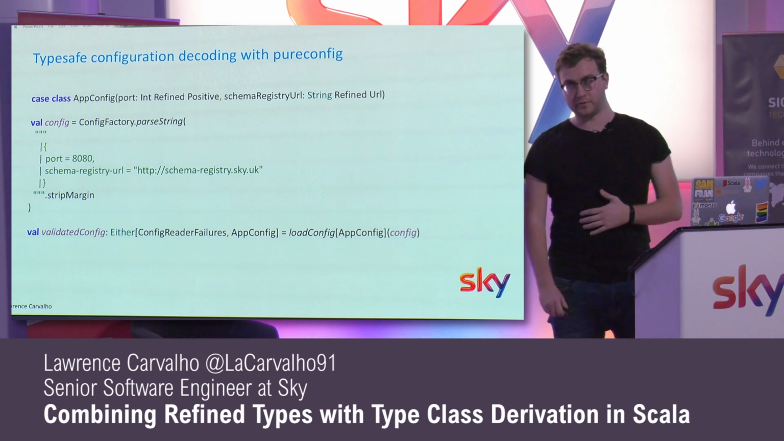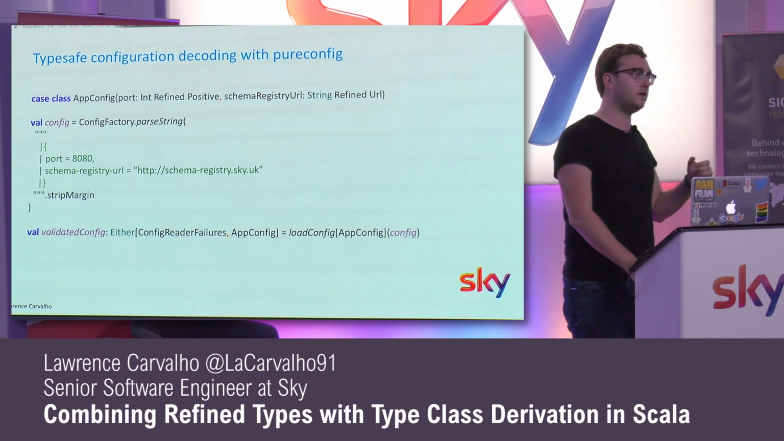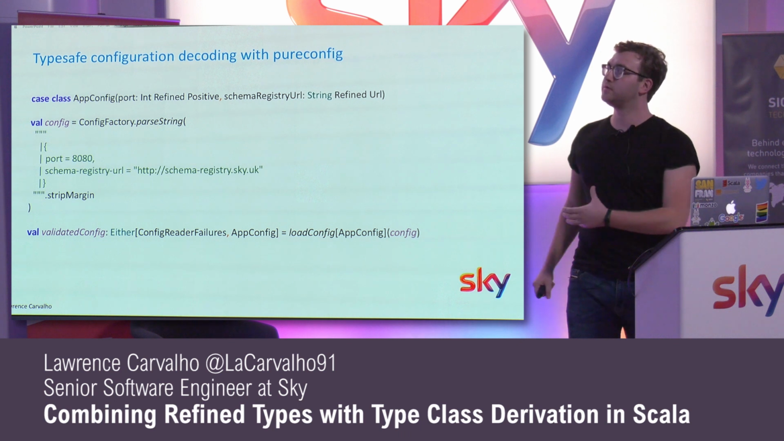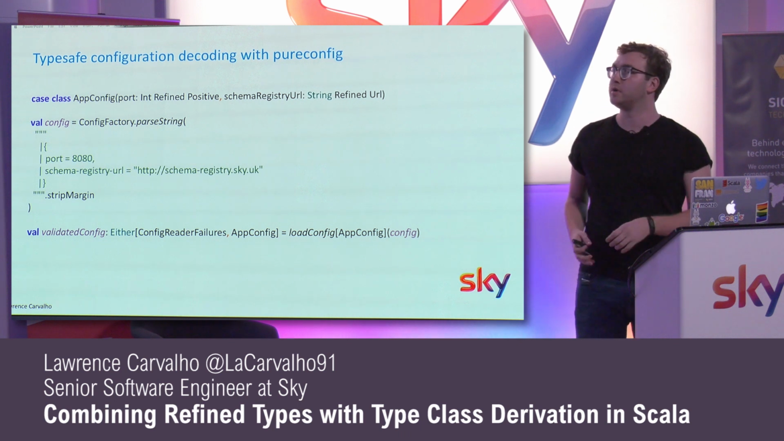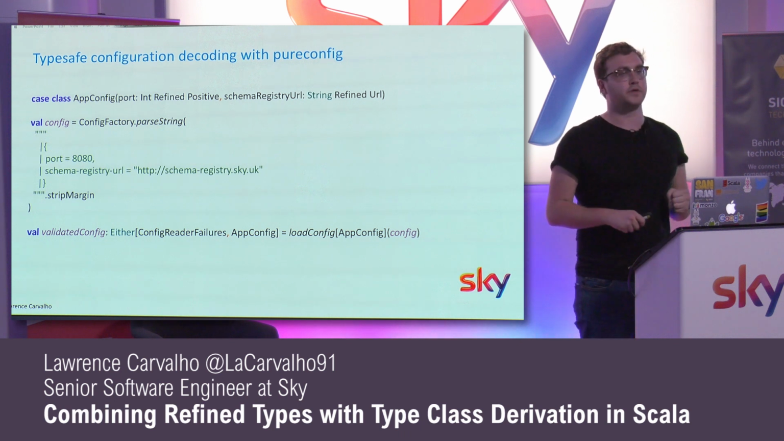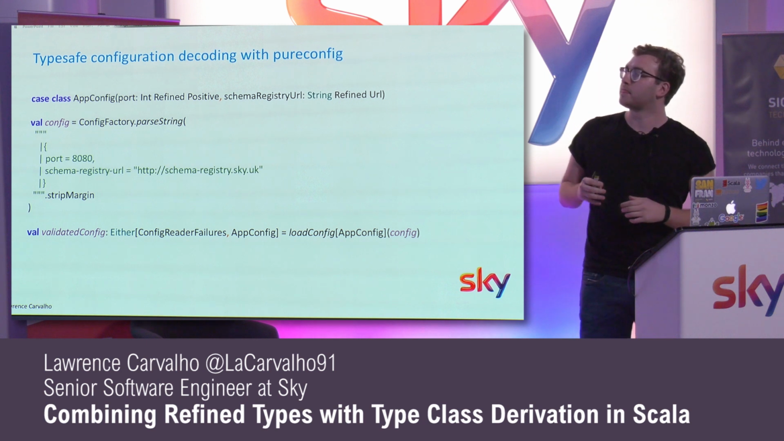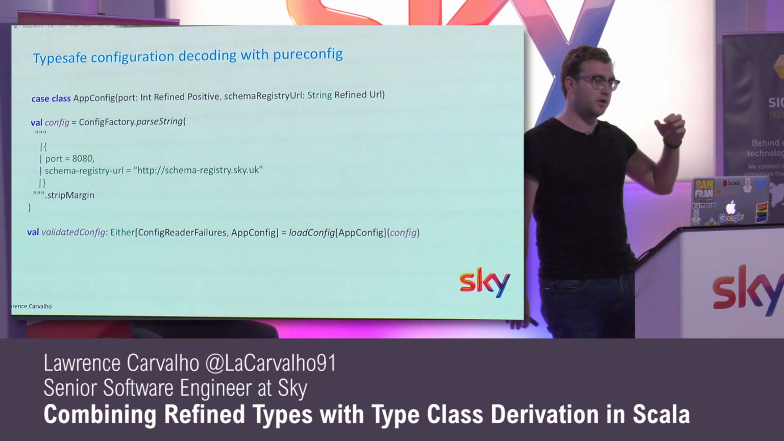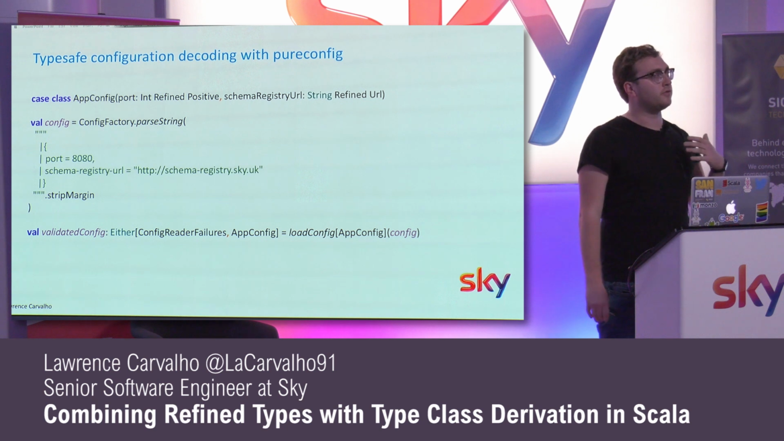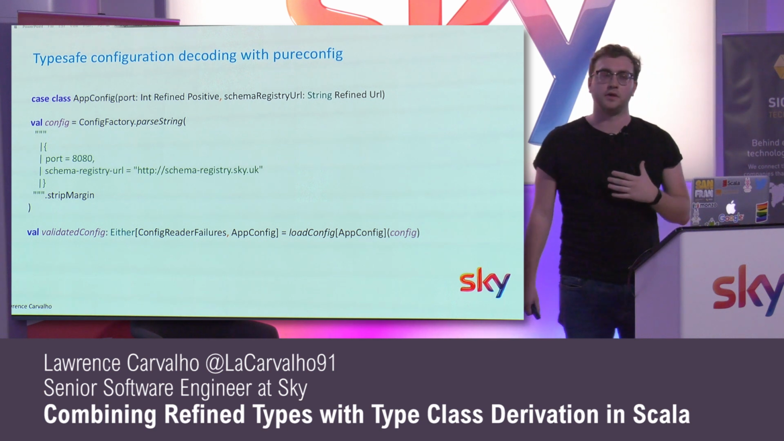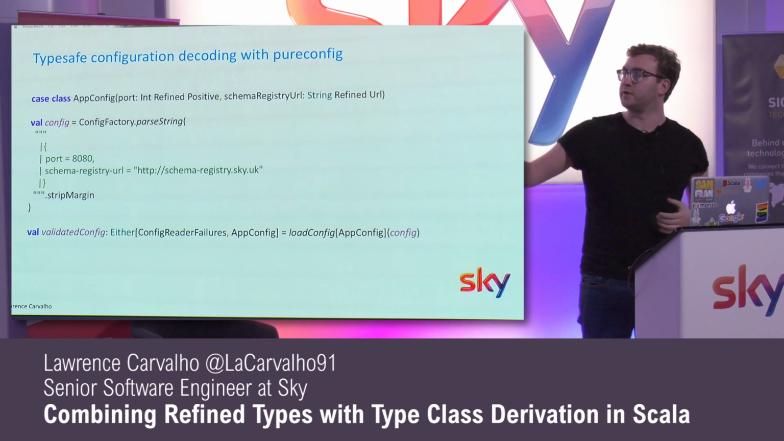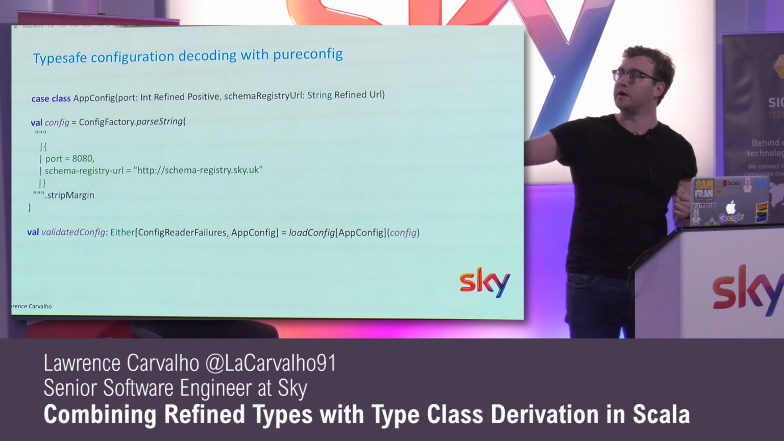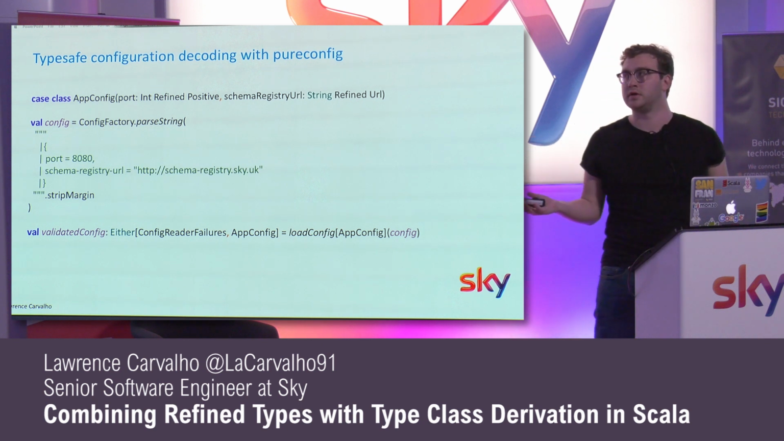Type-safe configuration decoding with PureConfig. I purposely chose this example because we saw this in my project. We use the Confluent Schema Registry quite heavily, and you're given a Java library to use it, but when you try to create an instance of the schema registry Java client, you give it a URL, and it will throw a runtime exception if that URL doesn't have the protocol at the start, or if it isn't a URL.